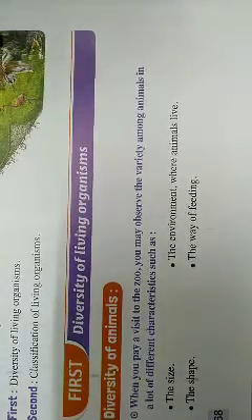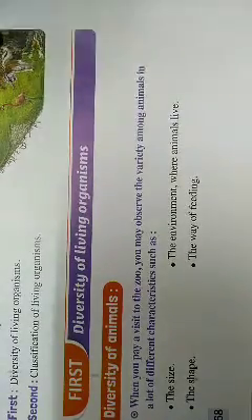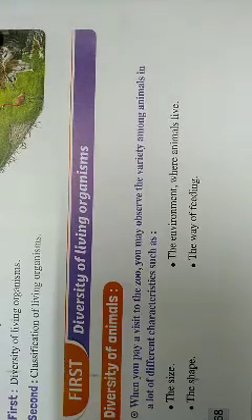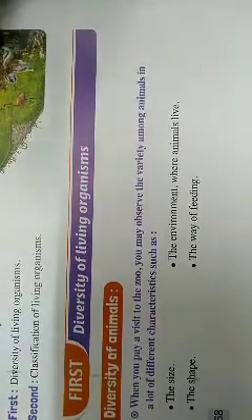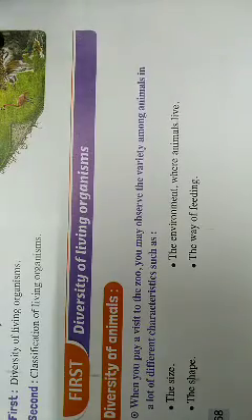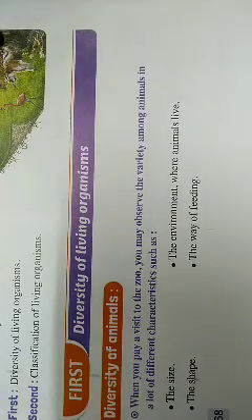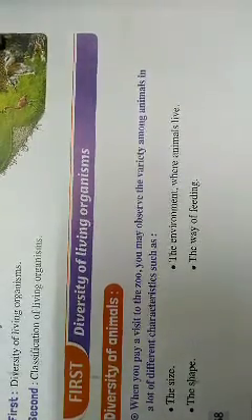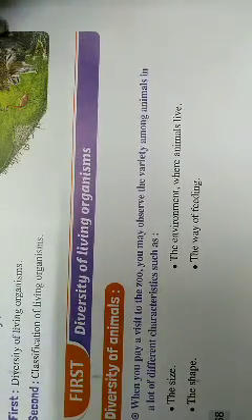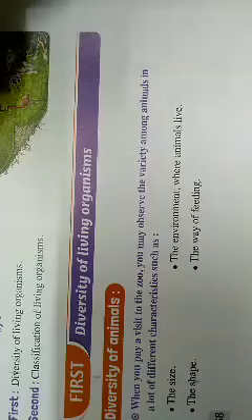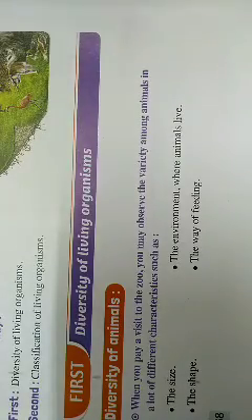Okay? In animals, there are some differences between animals. Animals differ in what? Maybe they differ in size, in shape, in the way of feeding, or in the environment. So the differences between animals are in size, in shape, in environment, and in the way of feeding.